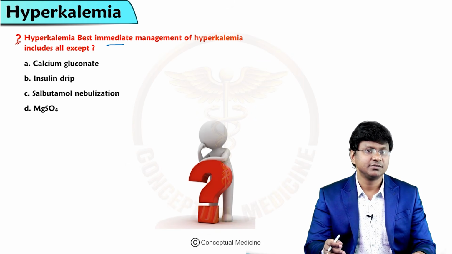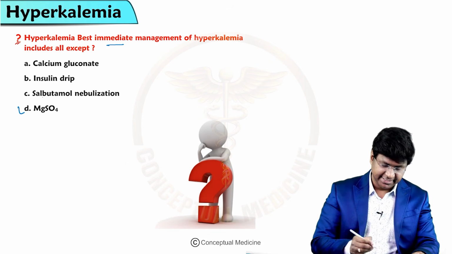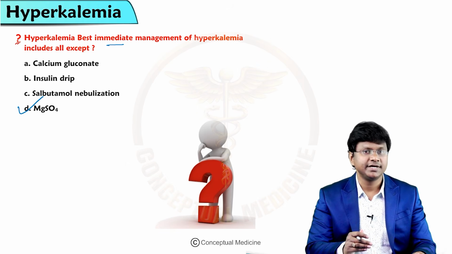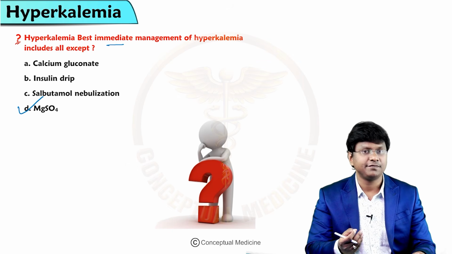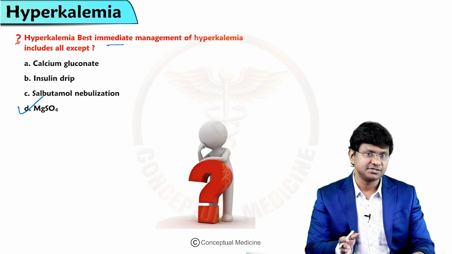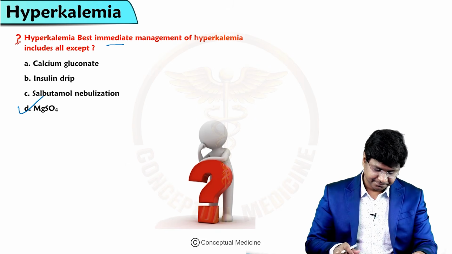So what is the drug which is not given in the immediate management of hyperkalemia? That will be your magnesium sulfate. Calcium gluconate will antagonize the membrane of the cardiac myocyte, very much required. Insulin as well as salbutamol will reduce the potassium levels by causing the transcellular shift. They are also required, but magnesium sulfate is not required.